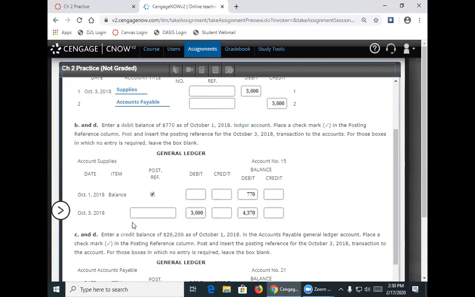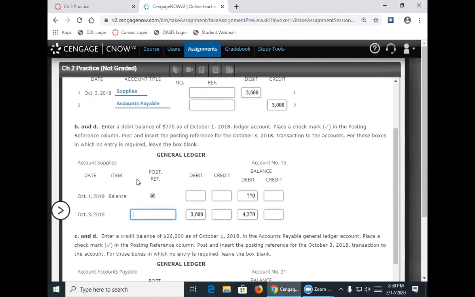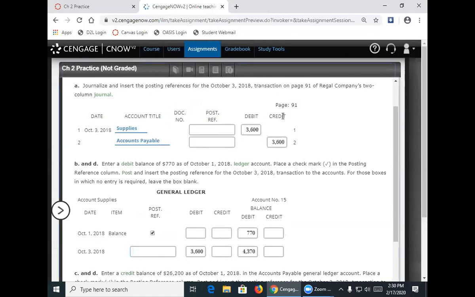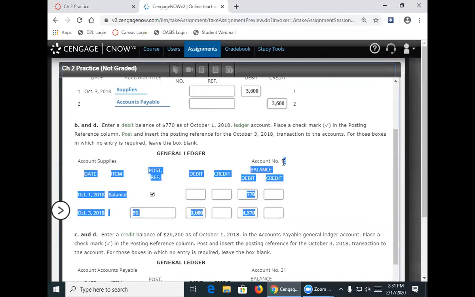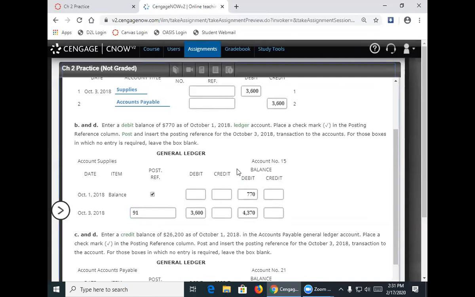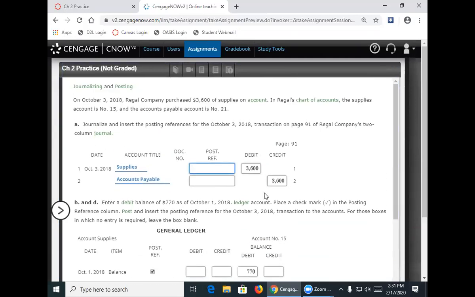For our post reference, on our ledger, we put the journal page this came from. Well, this came from page 91. So I'm just going to put a 91 here. And then this is supplies account number 15. So up in my journal entry, I'll put 15 to show I posted it to the supplies ledger account 15.